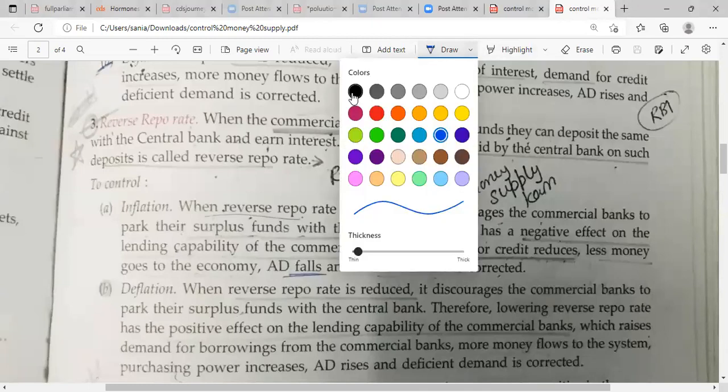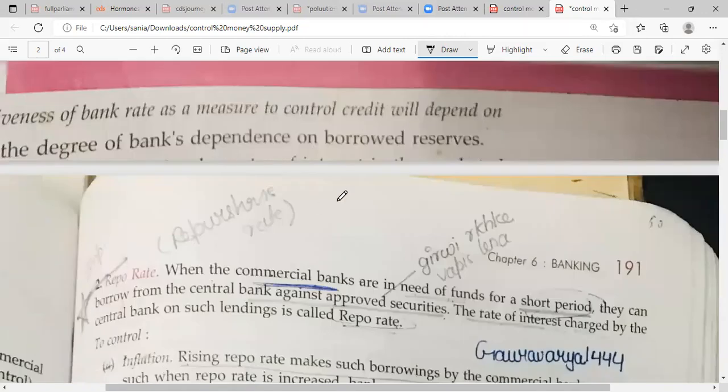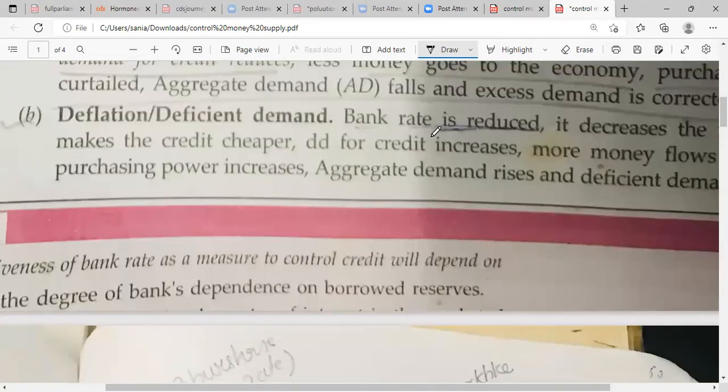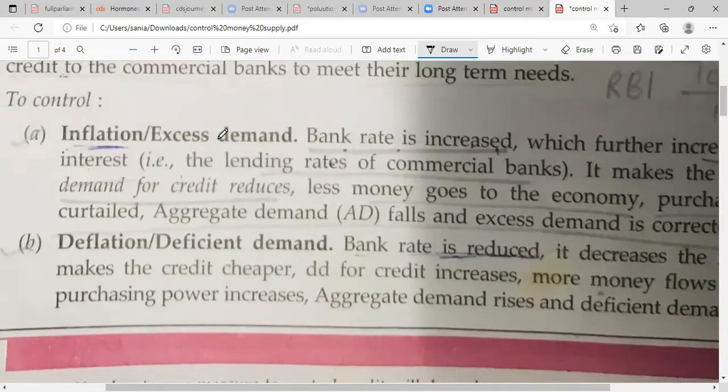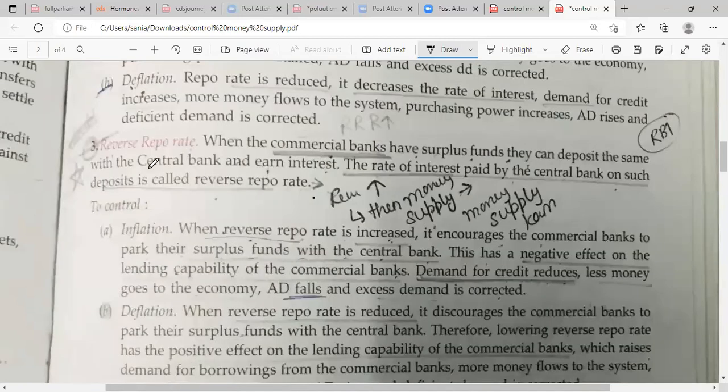You already know that when I have a good amount of money, I will deposit that money with you because I have extra money, right? And in return, you have to pay me interest, right? So always, every time the commercial bank was giving this interest to the central bank, but now the opposite is happening. What is happening? The central bank is giving a low interest rate to the commercial bank. So that interest rate is known as reverse repo rate.